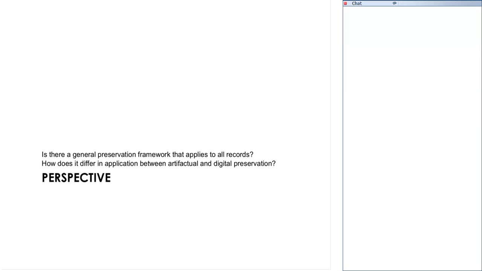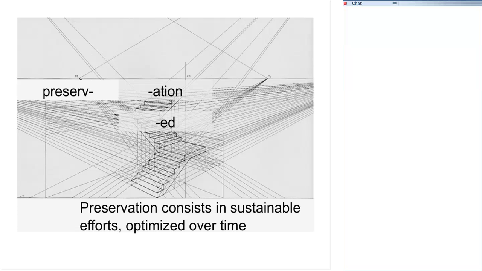I like to start off by treating digital preservation as a specific part of preservation in general, and to start off by asking if there's a general preservation framework we can use to think about all our records or anything in our collections, and then to talk about how that might differ in focus or intensity between digital and artifactual preservation. In digital preservation especially, I like to come back to this notion that preservation consists in sustainable efforts that are optimized over time. And that is in some way just a jargon-filled way of saying we're going to start out doing what we're capable of and then try to improve as time goes on.